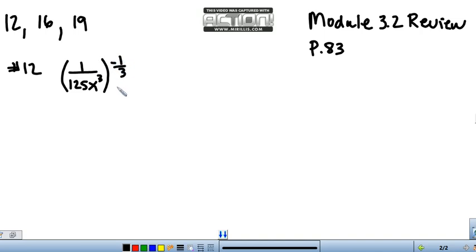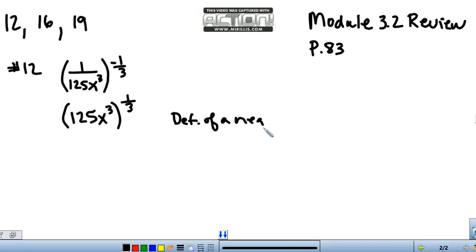By definition of a negative exponent, you can take the reciprocal of this and it will turn into a positive exponent. So I'm going to go ahead and write the reciprocal. So 125 x to the third power, and this negative 1/3 now becomes positive 1/3. I'm going to write the reason for this: definition of a negative exponent. Oops, I'm going to start off with the word given here.